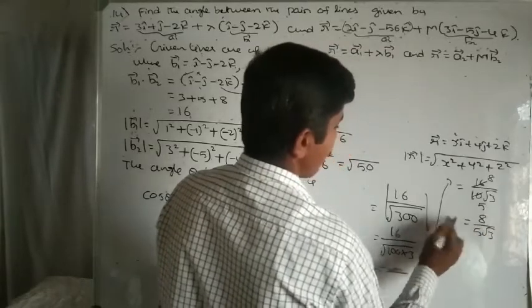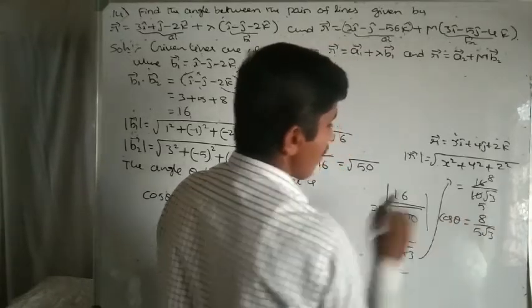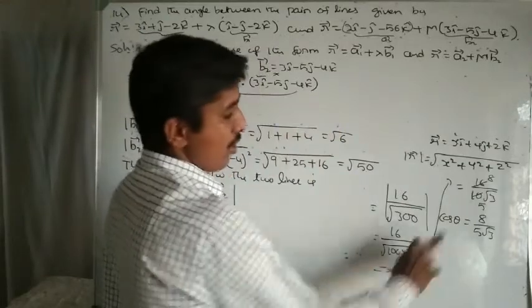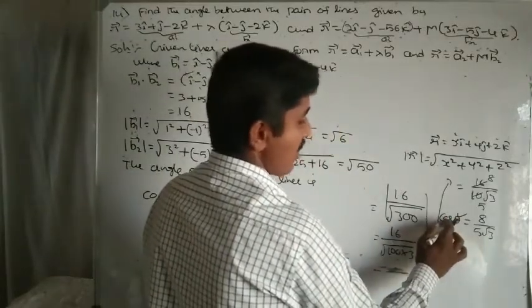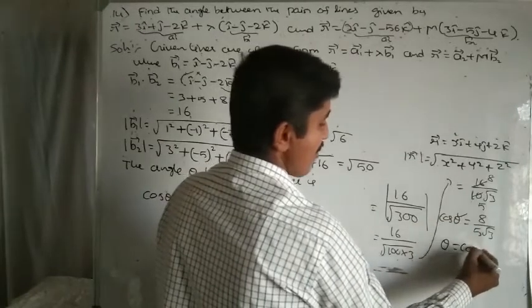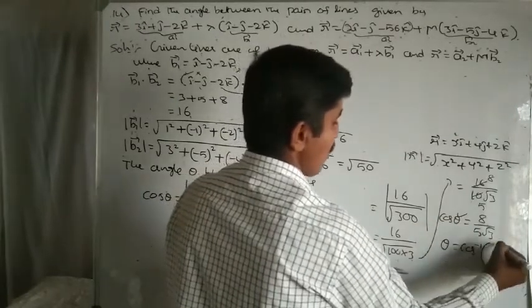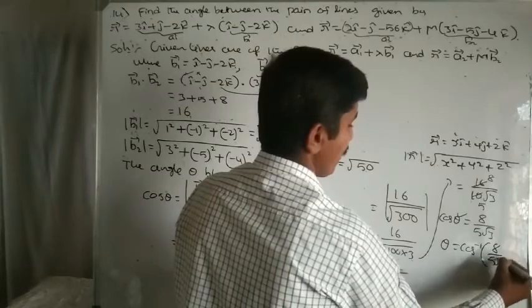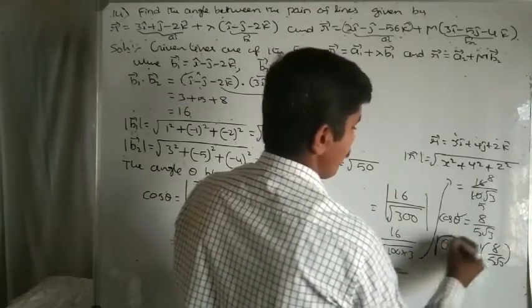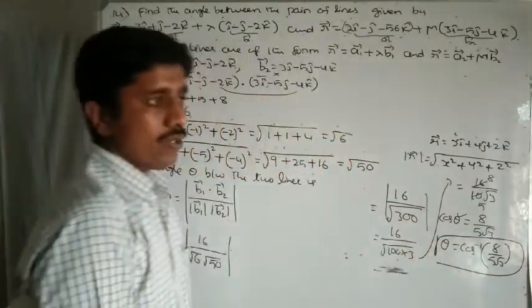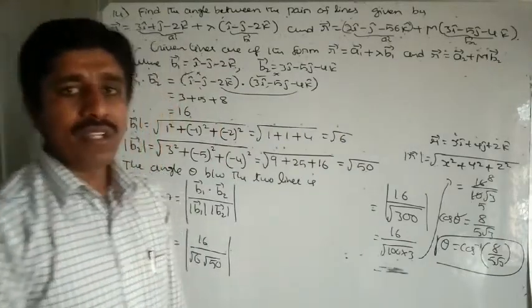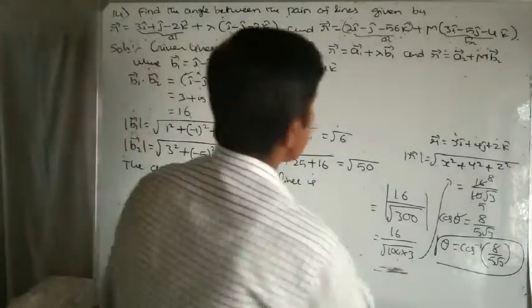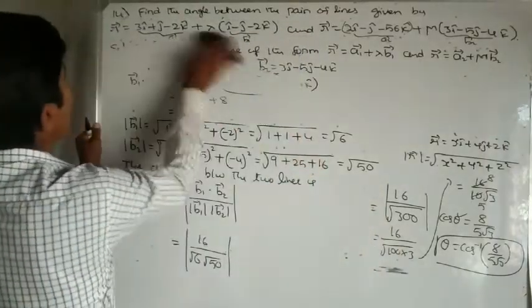This is cos theta. We have to find the angle theta value. Then theta equals, by the definition of the inverse function, cos inverse of 8 by 5 root 3. This is the angle between the two lines. Similar problem I am giving for homework, the same type of problem.